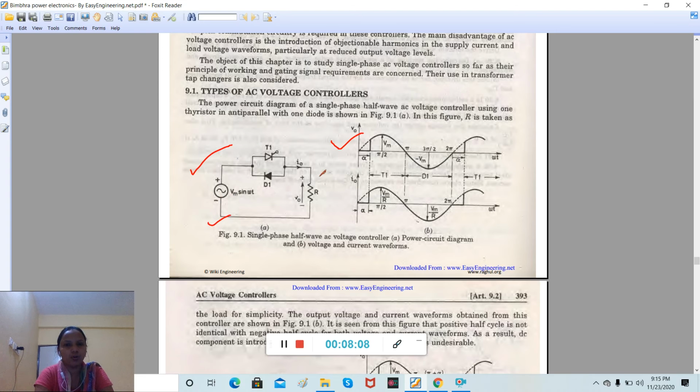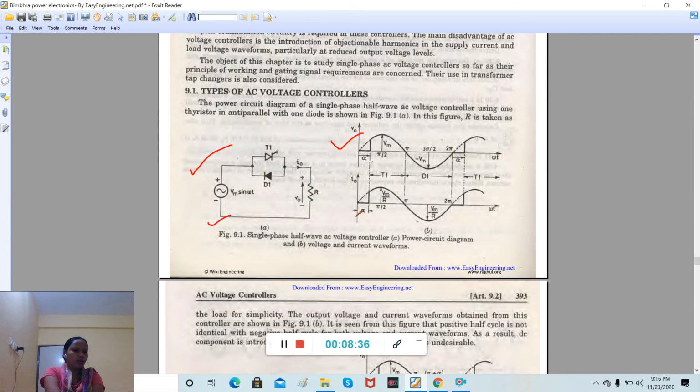This is the source part. This is the load, the resistive load part. Here the semiconductor switches are used: one is the thyristor connected in antiparallel with one diode. So this is called single phase half wave voltage controller. When the SCR is forward biased during the positive half cycle, it is turned on at firing angle alpha. This is the waveform given, the output voltage and output current waveform.